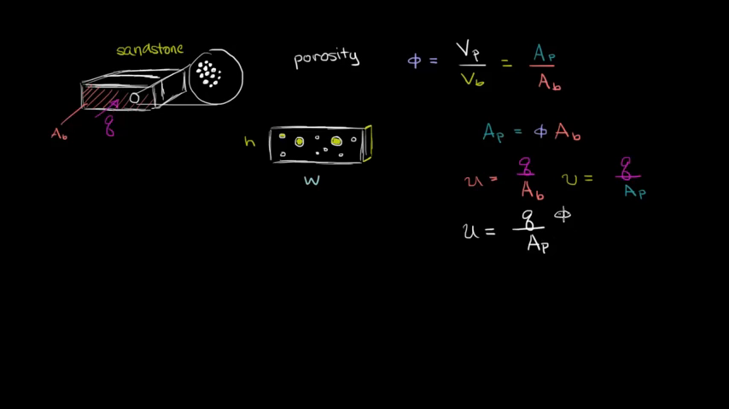So hopefully that was clear. I'm basically solving for a sub b explicitly, which is a sub p divided by phi. Then when you divide by that, you're essentially taking the reciprocal and multiplying by that. And now we can solve for q here. So q equals v times a sub p.